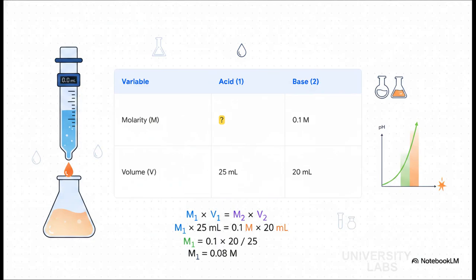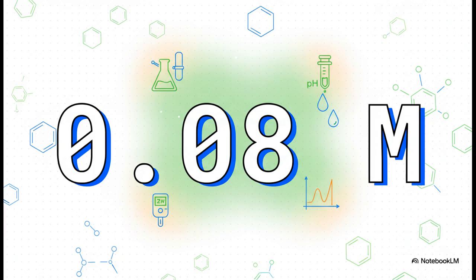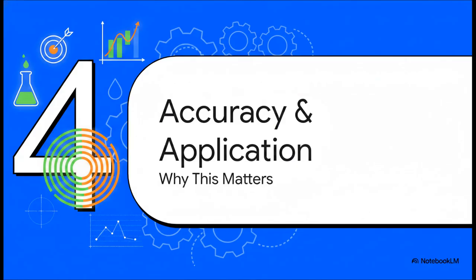Let's just walk through a quick example so you can see how easy it is. Let's say we started with 25 milliliters of our unknown acid. And to get that color change, it took exactly 20 milliliters of our 0.1 molar sodium hydroxide standard. We just pop those numbers into our formula. M1 times 25 equals 0.1 times 20. Do a little bit of algebra, and we're there. And the answer is 0.08 molar. And just like that, with some careful work and a simple formula, we've solved the mystery. We know the exact concentration of our unknown acid. Mission accomplished.